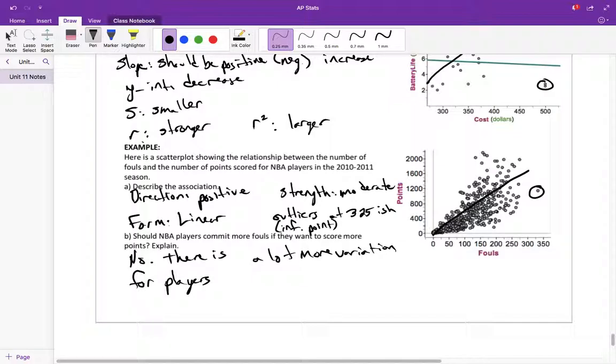I would say that you don't necessarily want to just start committing a whole lot more fouls. Because as you can see, while some players will score quite a bit more points with an increased number of fouls, there's also a lot of players who are not scoring as much with a greater number of fouls. So while there is a positive association, that variation in the long run is what I would say would probably steer me away from wanting to commit more fouls.